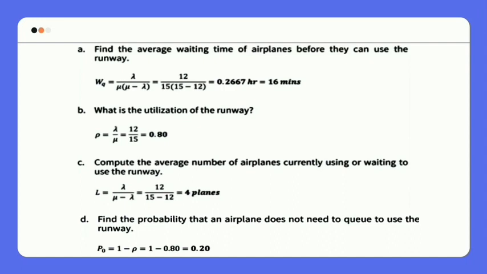Next question, what is the utilization of the runway? The formula is rho equals lambda over mu. Our lambda is 12, while our mu is 15. 12 over 15 is equal to 0.80.